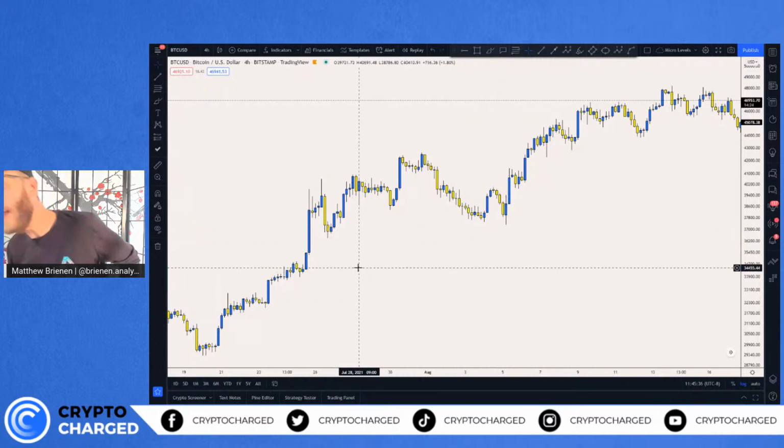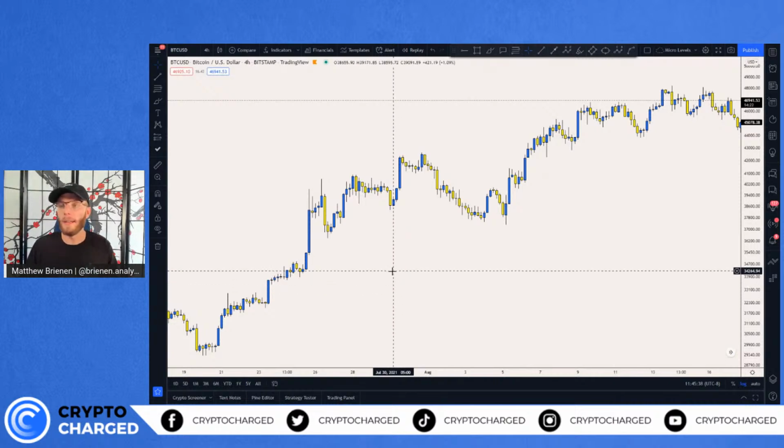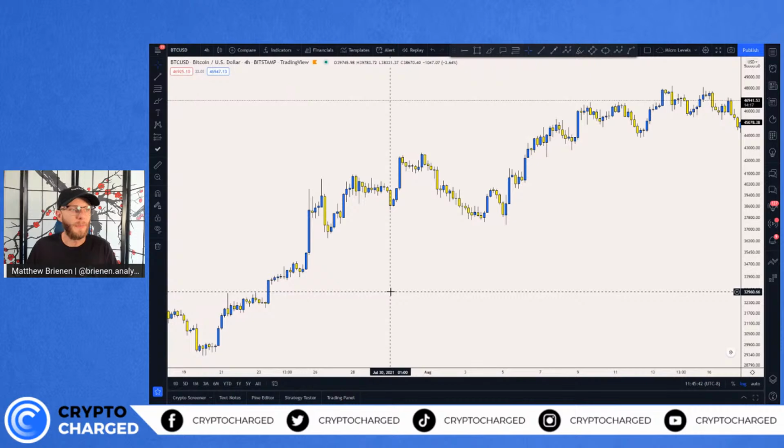So flag and pennant patterns can happen in a lot of different ways. They can be ugly, they can be very obvious, they can be symmetrical, they can be asymmetrical. So understanding and identifying them at first is going to be a little bit difficult, because you're going to be looking for a very textbook pattern, and that's what you should be doing when you're learning how to identify these different structures.